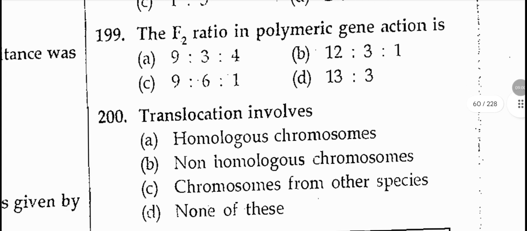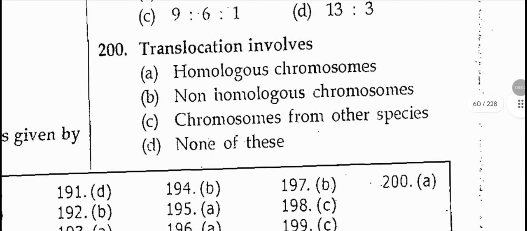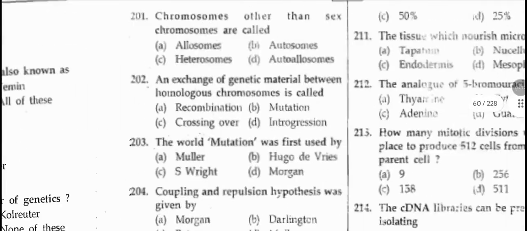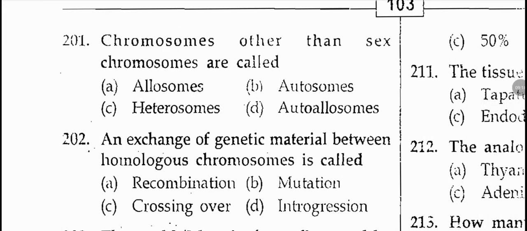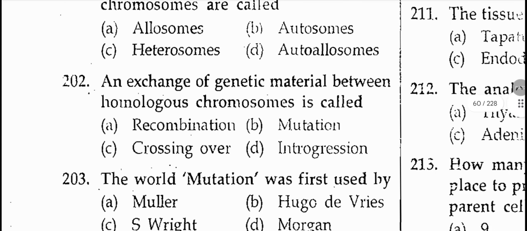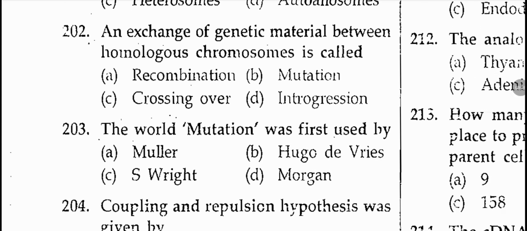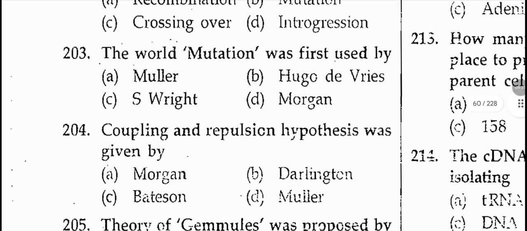Question 199. The F2 ratio in a polymeric gene action is, it is option C, 9:6:1. Question number 200. Translocation involves the non-homologous chromosome. Question number 201. Chromosomes other than the sex chromosomes are called autosomes. Then question number 202. An exchange of genetic material between the homologous chromosomes is known as crossing over. Question number 203. The word mutation was first used by Hugo de Vries.